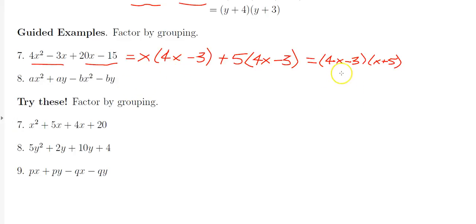So if we FOIL this, we learned about foiling. 4x times x is 4x squared. So that's from the firsts. The outers give us plus 20x, and that's there. The inners give us negative 3x, that's there as a factor in the original polynomial, and we have minus 15. So if we FOIL, we get back to the original four terms.